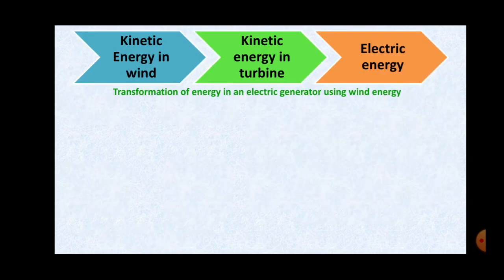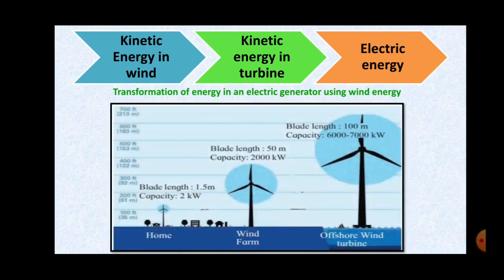So the transformation of energy in an electric generator using wind energy is very simple. The kinetic energy in the wind rotates the turbine. That is, the kinetic energy is used to turn the blades of the wind turbine, which in turn moves the generator, and thus the electric energy is generated. Now, as I told you, the required velocity of wind is needed for the moving of the wind turbine.